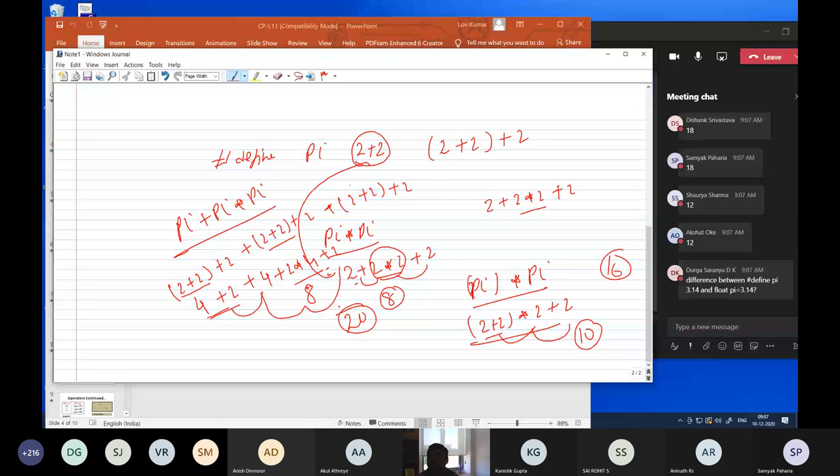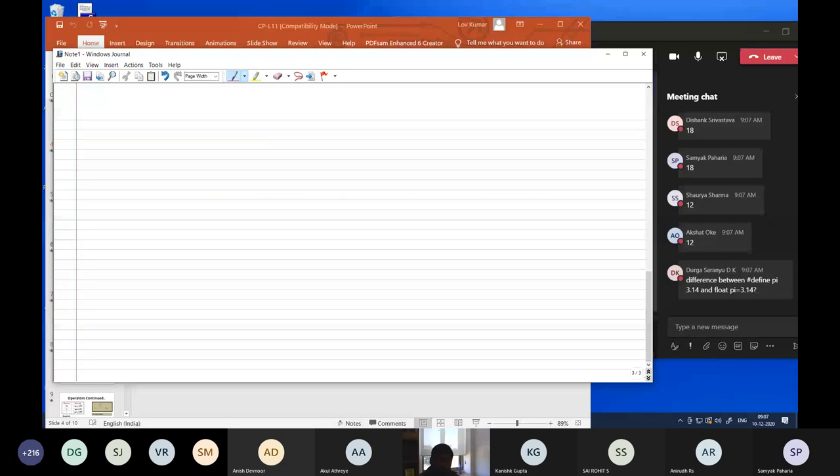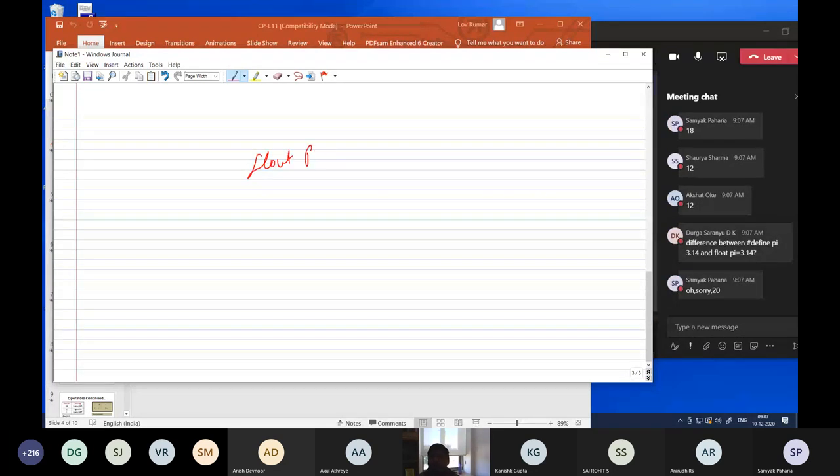So where you are using pi, simply it will replace the pi. Okay. Now, one student is asking, why can't we write float pi equal to 3.14? You can also write this value. There is no problem with that. But if you are going to define this float as a variable, in this case, this float has some scope.